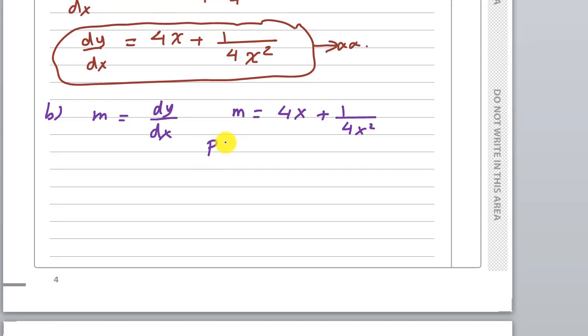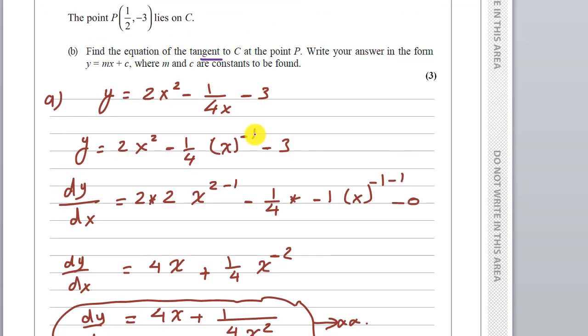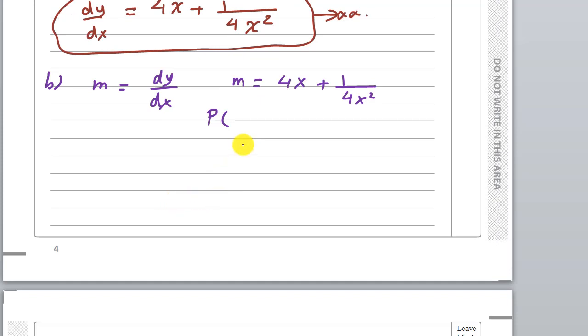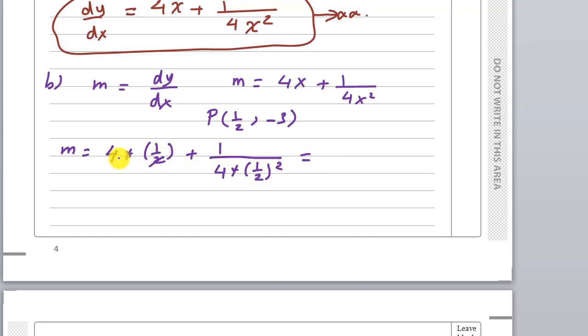The point B, which is equal to, according to the question, (1/2, -3), lies on the line. So m is equal to 4 multiplied by 1/2, since x equals 1/2, plus 1 over 4 multiplied by (1/2) squared. So it's equal to 2 plus 1 over 4 times 1/4... so 2 plus 1, so the gradient is equal to 3. m is equal to 3.